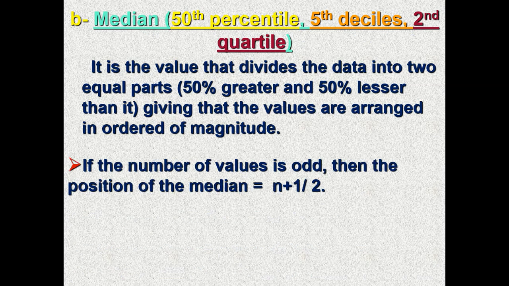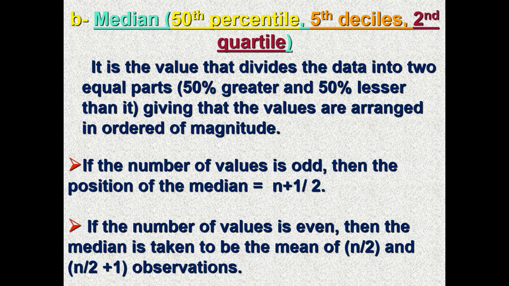If the number of values is odd, then the position of the median is n plus 1 divided by 2. If the number of values is even, then the median is taken to be the mean of the n divided by 2 and n divided by 2 plus 1 observations.